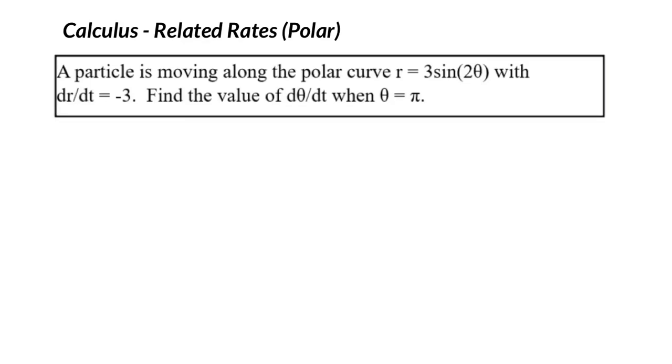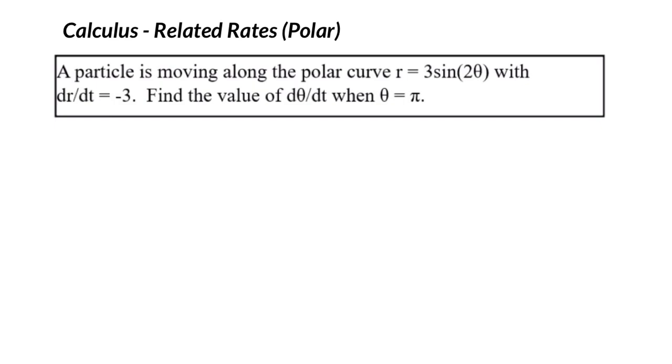I want to talk about how we can do a related rates problem with polar equations. A particle is moving along that curve with dr/dt equal to -3. So the rate that it's moving on the radius, this would mean, of course, it's moving in the opposite direction as its normal r at this particular rate. Find the value of d theta/dt, the rate the angle is changing, at theta equals pi.